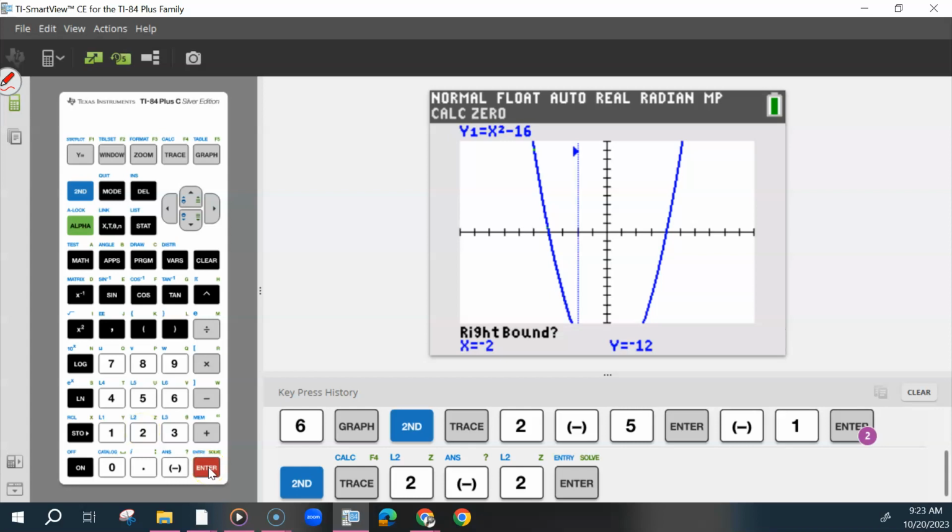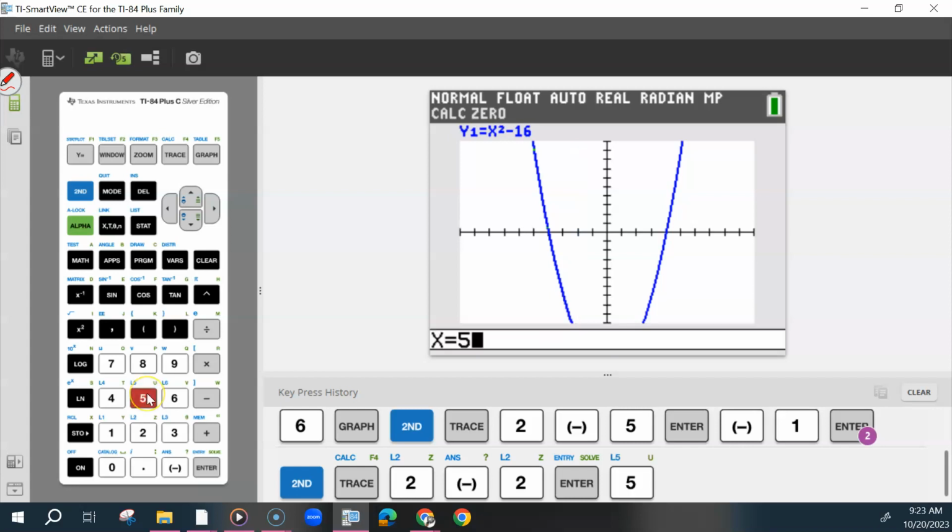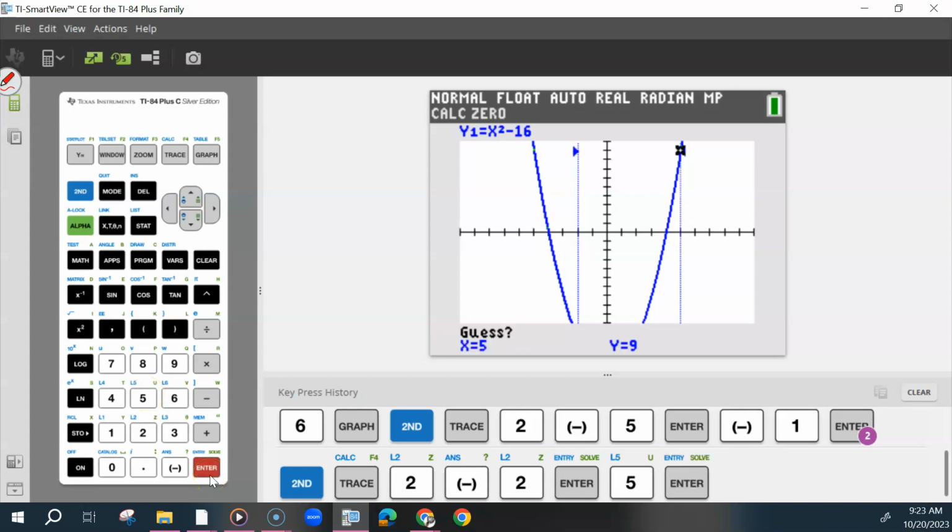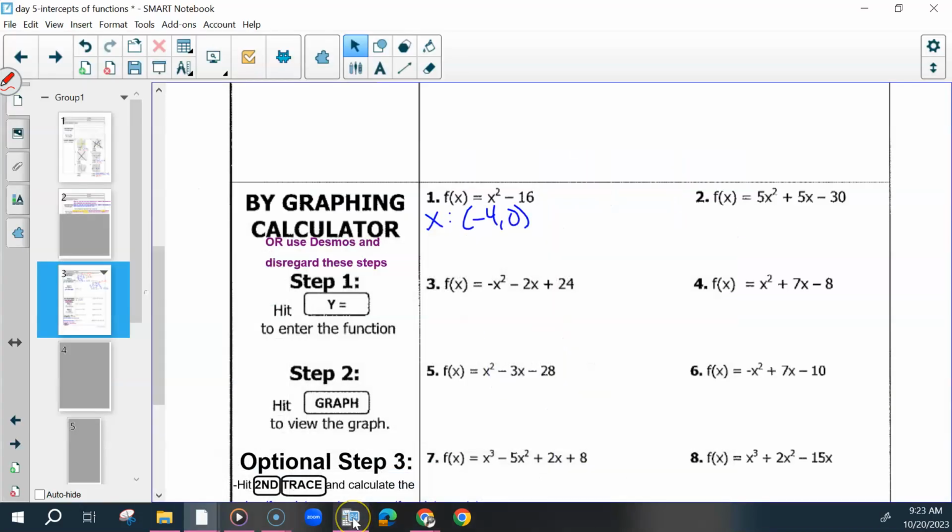Then I need some number to the right of this. Someone give me a number for that. Sure. Type in 5, hit enter. Now it has barriers, that's where it's looking at. And I'm going to hit enter again, so it can tell me my x-intercept is at 4, 0.